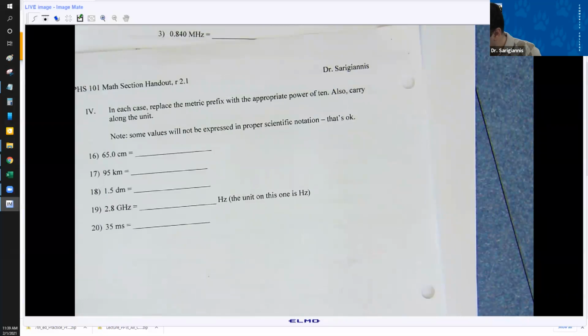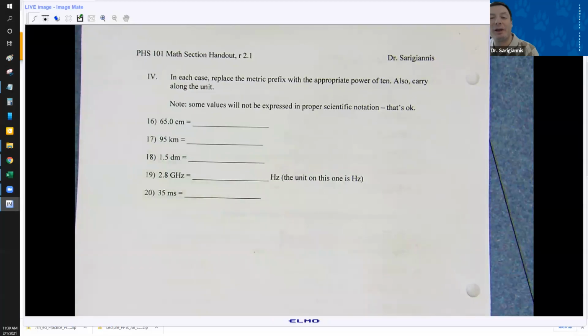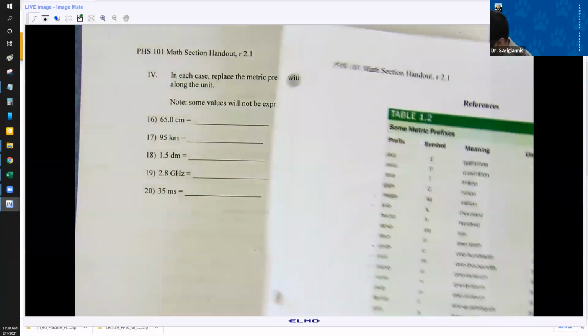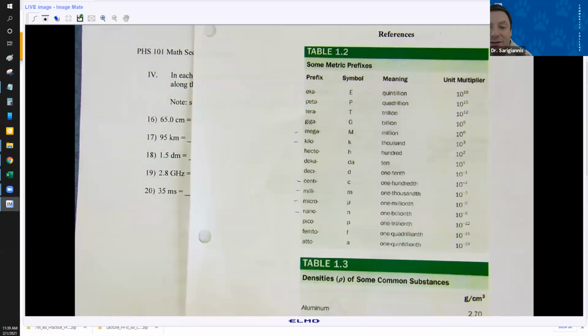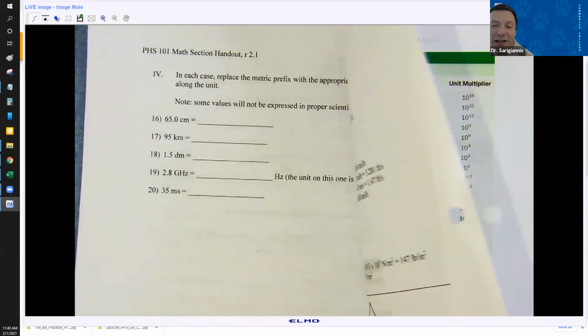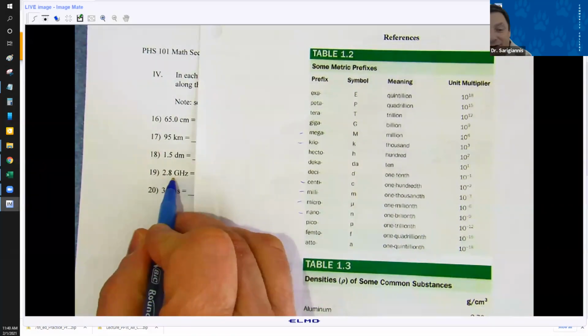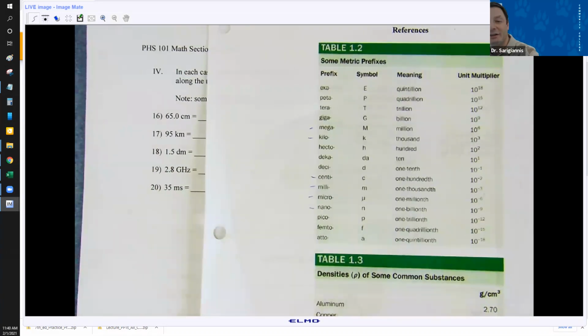All right, so let's go to one last slide here. Now we're just replacing the metric prefixes with the power of 10. Where's my table? Here it is. So go ahead and take a minute to just do these. This Hz is hertz. That's the units here. The prefix is G. Hertz is a measurement of, well, we'll talk about it later, but it's used in radio frequency a lot. It's used in frequency.